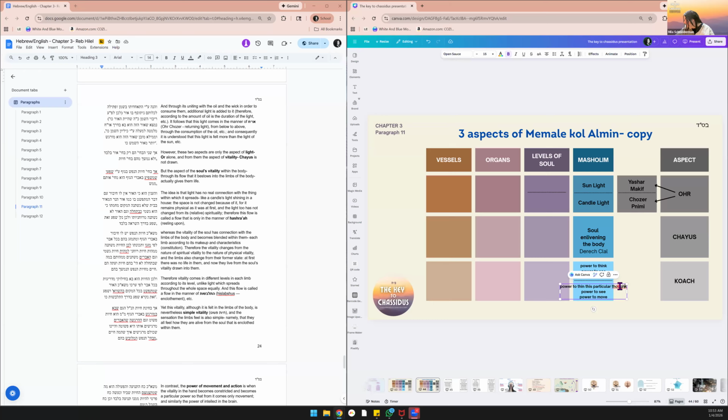I need a little bit more room. Okay, power to see this particular image. Okay. Power to move this particular movement. Okay? We're getting it? It's too small.